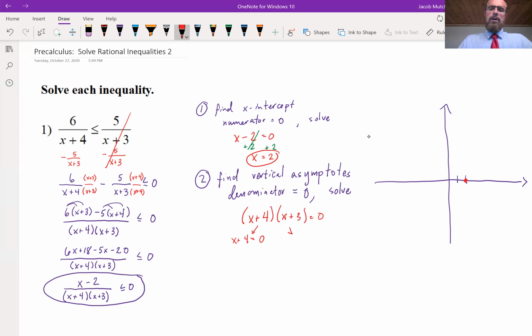And then I want to solve those small binomials. Pretty easy to do. On the left one, I just need to subtract 4. On the right, I need to just subtract 3. We get two very close vertical asymptotes. So one's at -4, the other's at -3.